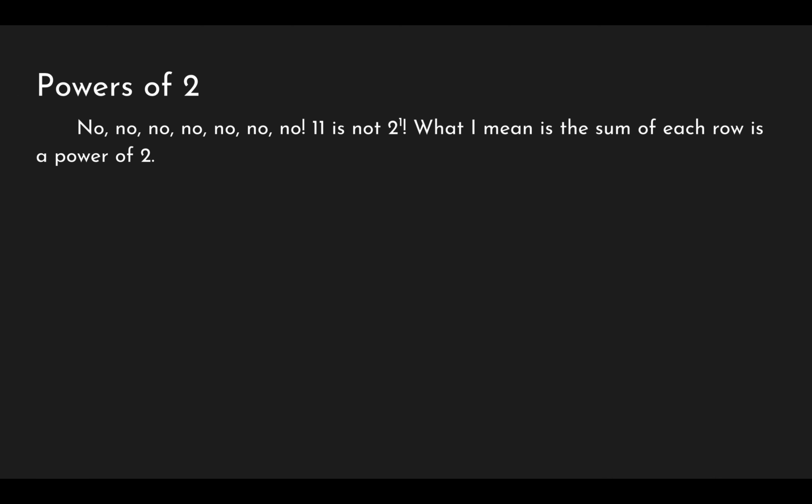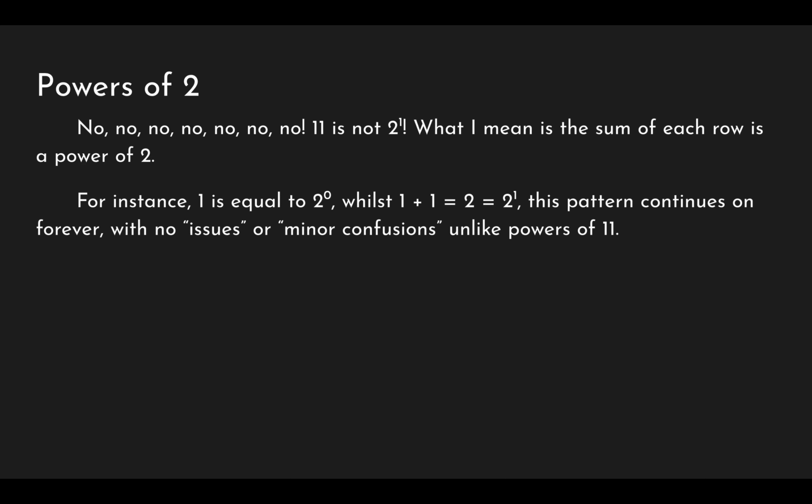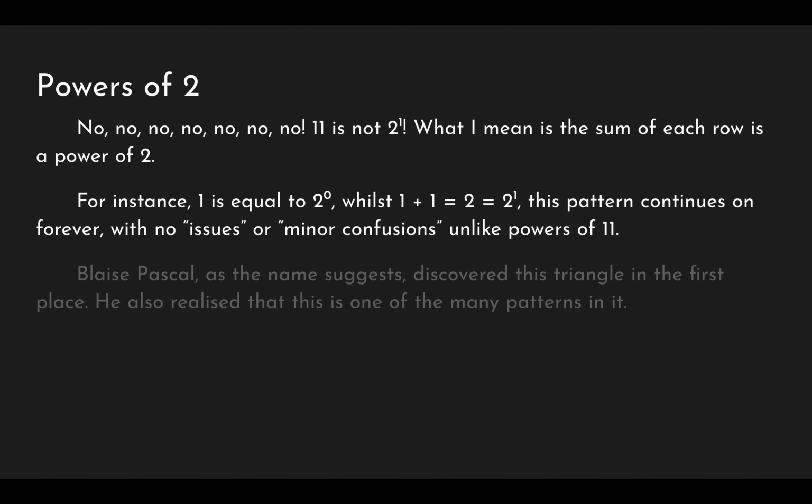And no, 11 is not 2 to the 1st. As I said before, the powers of 2 are the sums of each row. For instance, 1 is equal to 2 to the 0th, whilst 1 plus 1 is equal to 2, which is 2 to the 1st. This pattern continues on forever, with no issues or minor confusion, unlike the powers of 11.